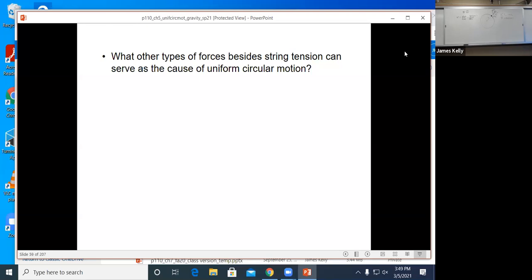Okay, so this was a case where a string kept something moving in circular motion, or we could say it caused the circular motion. If it weren't for the string, it would just be shooting in a straight line, right? But the string was there keeping it moving in a circle. What types of other forces besides string tension could cause something to move with uniform circular motion?